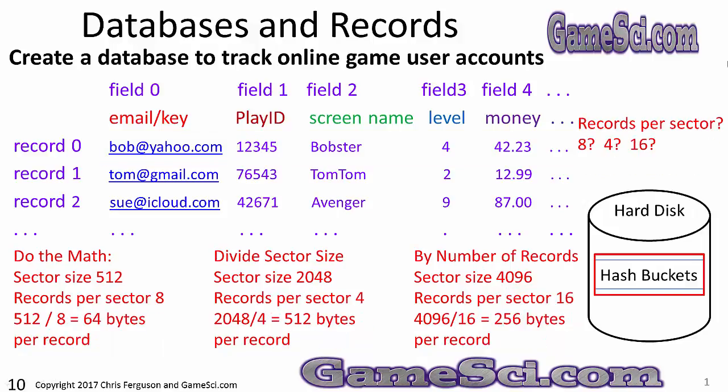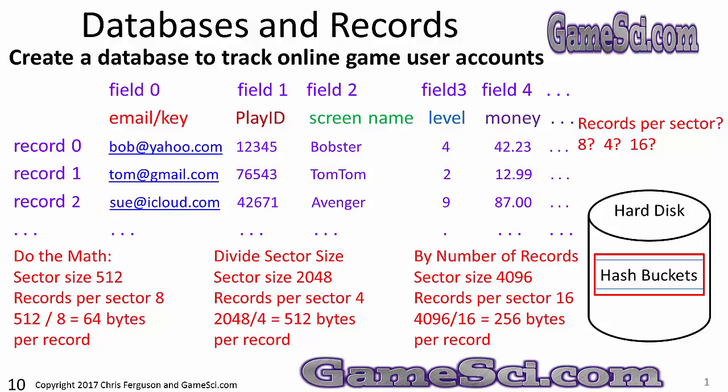What if you wanted to do the math in the opposite direction? How many records per sector can you have? 8, 4, 16? Once again, we'll do the math. This time, we'll divide the sector size by the number of records. If I have a sector size of 512, and I know I'm storing 8 records per sector, then 512 divided by 8 tells me those records must be 64 bytes. If I have a sector size of 2048, and the number of records per sector is 4, the math says 2048 divided by 4 means there must be 512 bytes per record.